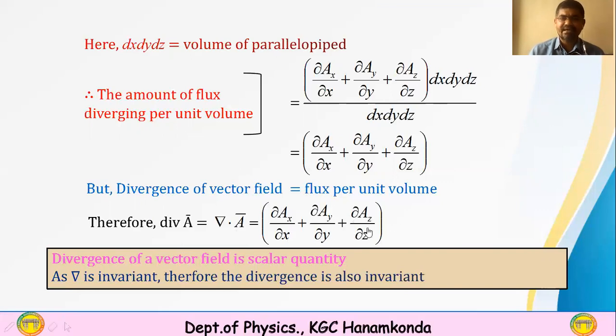This is the divergence of a vector field. The divergence of a vector field is the dot product. Naturally, dot product gives us a scalar quantity. Therefore, divergence of a vector field is a scalar quantity.